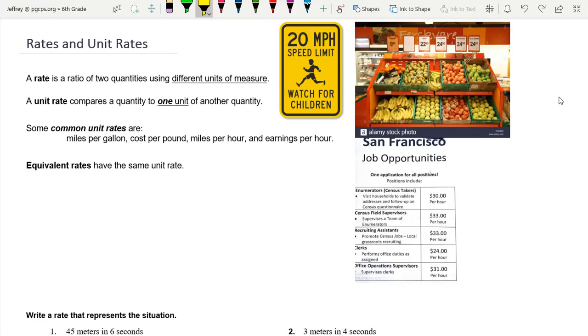Hello students. For this week, we will be learning about rates and unit rates. So what's a rate? A rate is a ratio of two quantities using different units of measure.